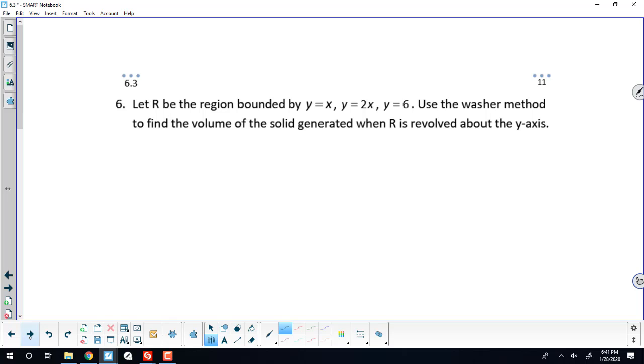Similar thing: it says use the washer method. Volume revolved about the y-axis. If these are on your homework and the regions are already provided, that's all well and good. But I would try sketching these out by hand before I looked at the computer, because on the exam, you may be provided with the region already. You may not be. So you want to be familiar with both.